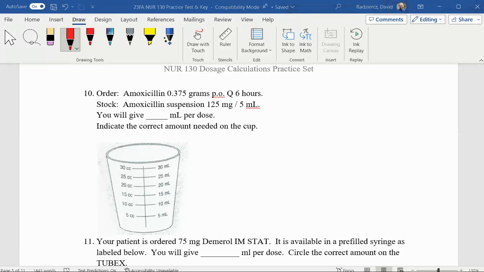Yeah, and on questions like that, don't forget to mark your cup. Yeah, that's a good point. A lot of people don't miss the math. They skip the step of marking the cup.